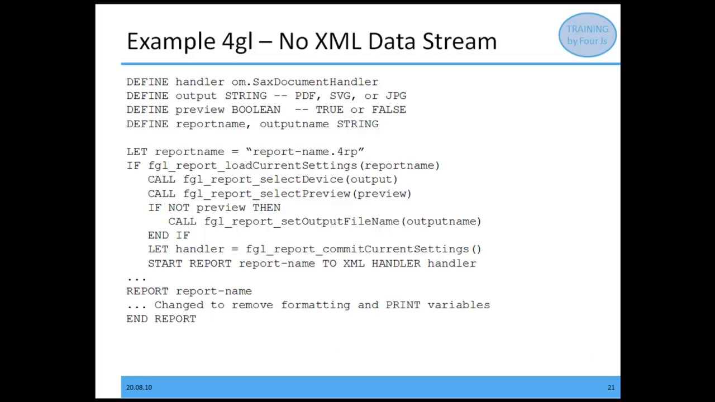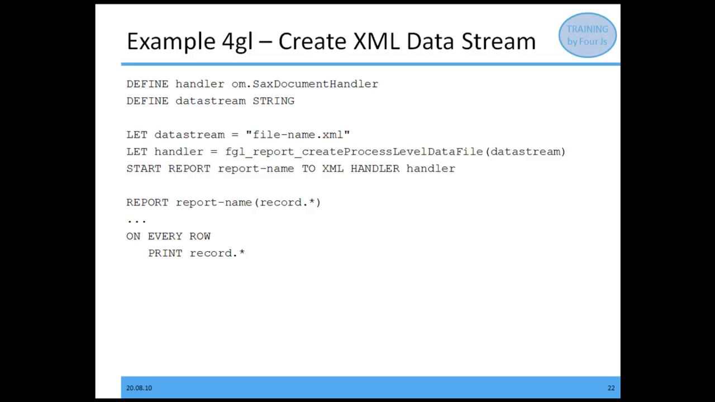What if you want to instead just create an XML data stream file? What we do is we, again, have a new variable, and we specify the XML file name. And then we let the handler equal the FGL report create process level data file, pass in the file name, and then we start the report name to XML handler and pass in the handler. And inside of that report name, we're going to have on every row that we want to print that record out.